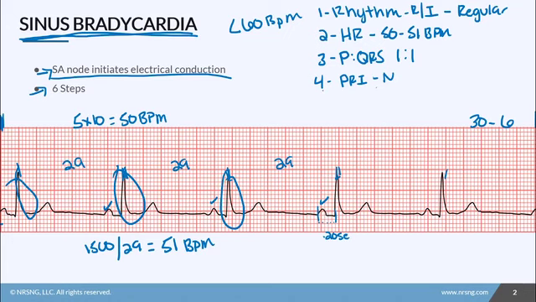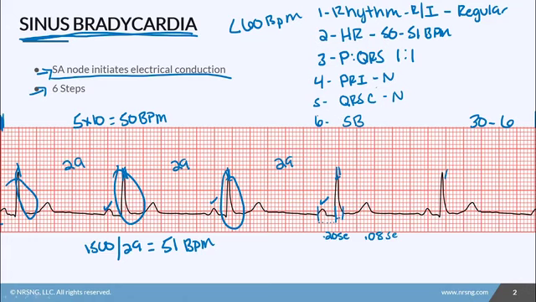And in step 5, we're going to do the QRS complex. So let's go ahead and just take a look at this one as well. From the beginning of the Q wave to the end of the S wave, we have 2 boxes. So that would make it 0.08 seconds. And that is also within the normal parameters. So step 6 would be to identify our rhythm, and we have a sinus bradycardia.